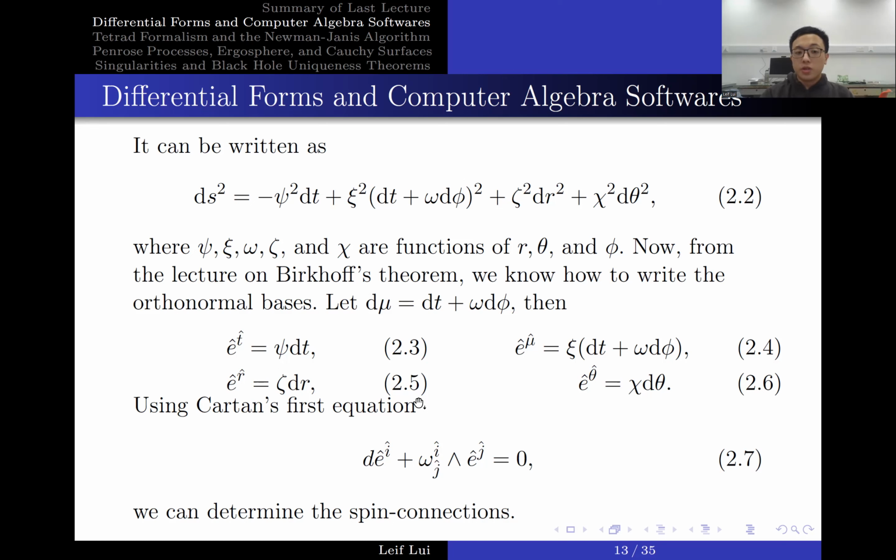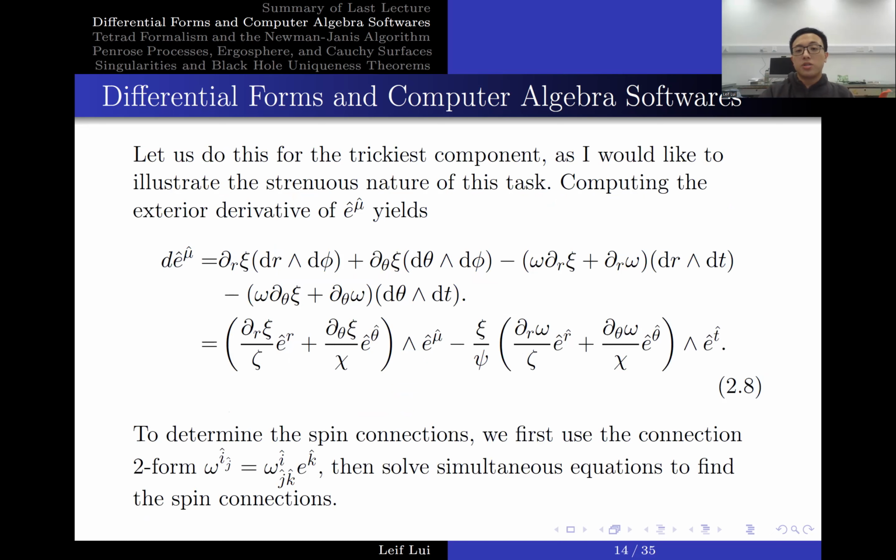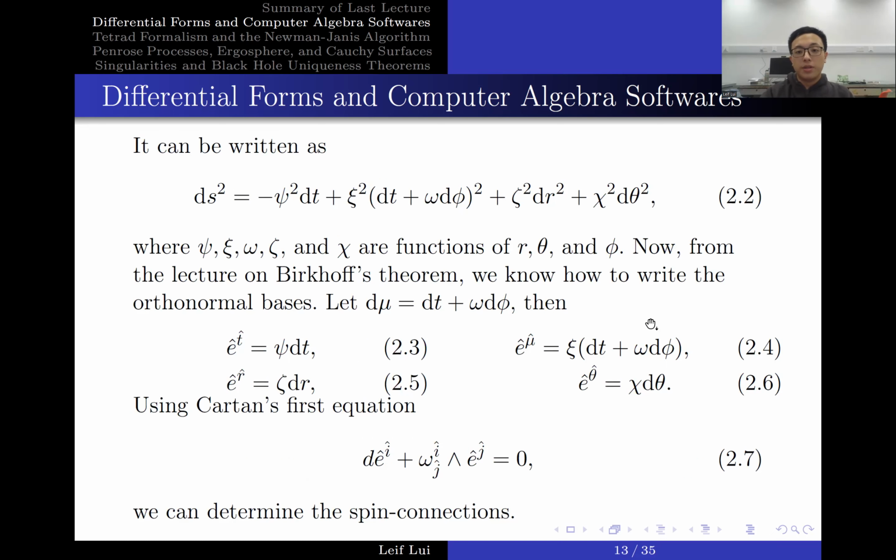And using Cartan's first equation, we obtain the following. By using Cartan's first equation, we take the exterior derivative of the orthonormal bases. In the lecture on Birkhoff's theorem, we could guess what the spin connections are, but it is not easy for the Kerr-Newman metric, and I will illustrate why this is the case later. So let us do the trickiest component, namely this one.